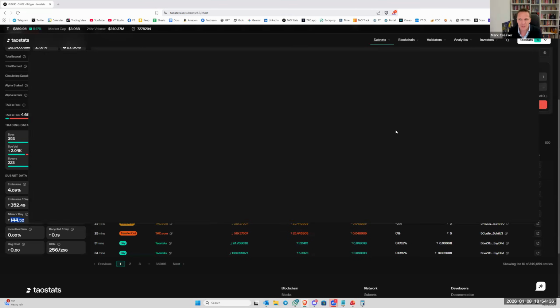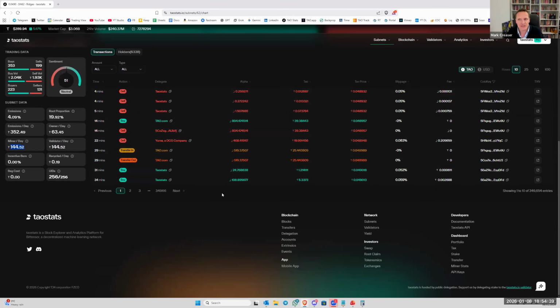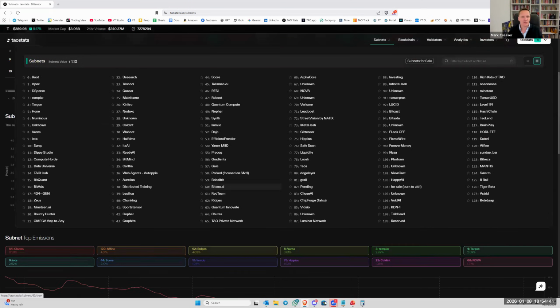So the subnet performance criteria right now is pretty straightforward. It's based on Tau flow. It's based on the popularity of that subnet. How many people are buying that subnet and putting Tau in, rather than taking Tau out of it and selling the alpha token, whether that's because they're getting mining emissions or because they were investors and now they're putting that Tau out. So the subnets that have got the least Tau flowing into them are the ones that are up for deregistration.